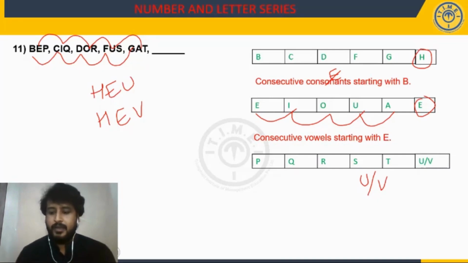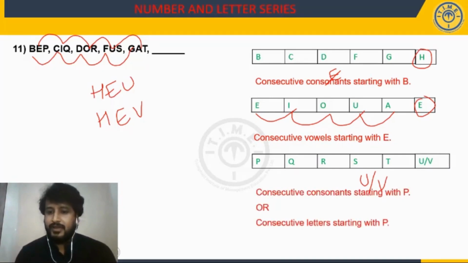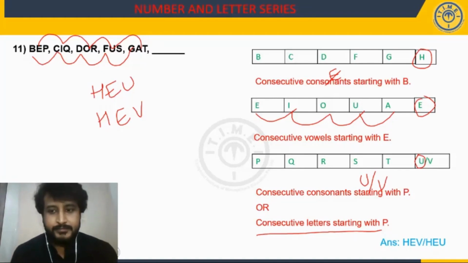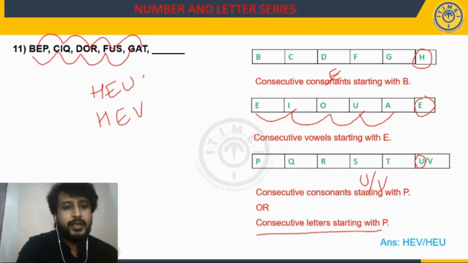Okay, now see here. The answer may be U or maybe V. For the logic V, consecutive consonants starting with P. For the letter U, what is the logic? Consecutive letters starting with P. So our answer will be HEU or HEV. You need to focus on the choices also when you are solving the questions. You are clear, right? Have you understood how we got U and V? U, if you consider the given series as consecutive letters. V, if you consider the given series as consecutive consonants. Both are correct. So HEU or HEV.